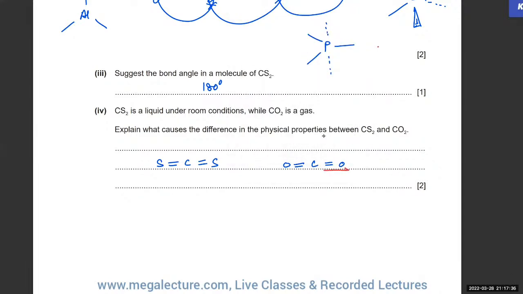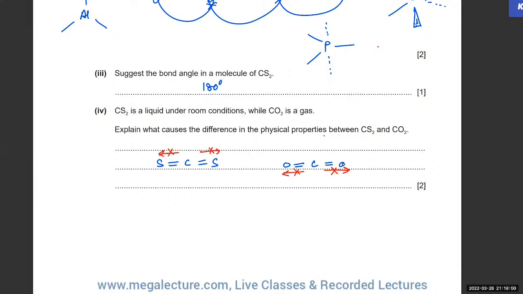When it is linear, what happens? The dipoles, oxygen is more electronegative, so oxygen will try to pull electrons towards itself. The other oxygen is also electronegative, so what happens is that the dipoles cancel out. Similarly, sulfur is more electronegative, so they're going to try and pull the electrons.